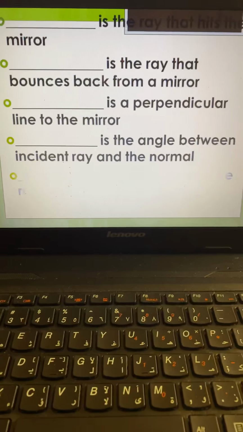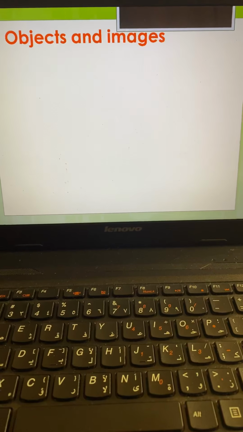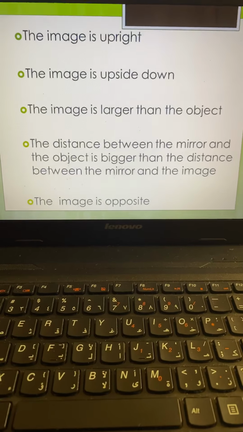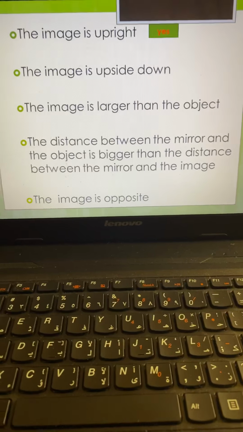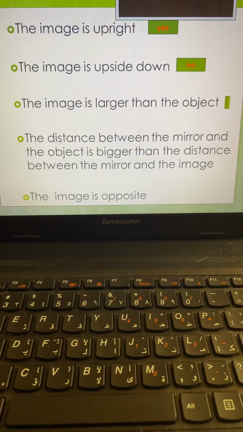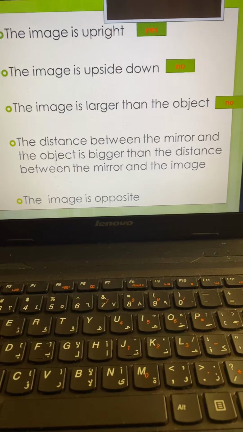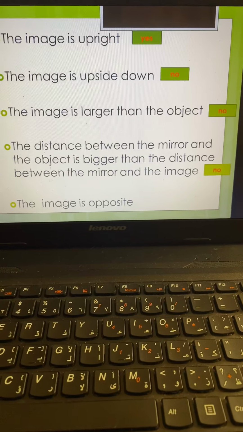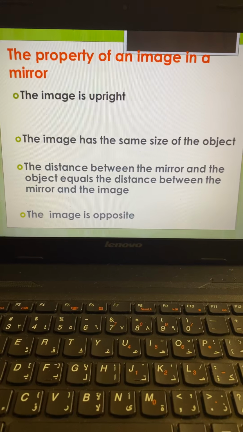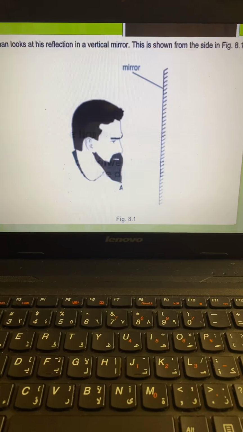And then we said that the properties of an image in a mirror, where is it? Here. It's upright. It's not upside down. The image is larger than the object? No. The distance between the mirror and the object is bigger than the distance between the mirror and the image? No, they are equal. The image is opposite. Yes. Okay, these are the properties of the image in a mirror. We're done with this.